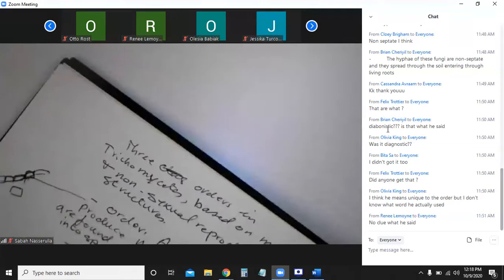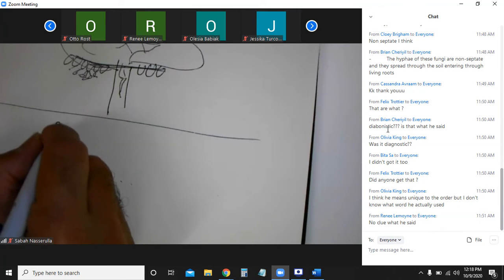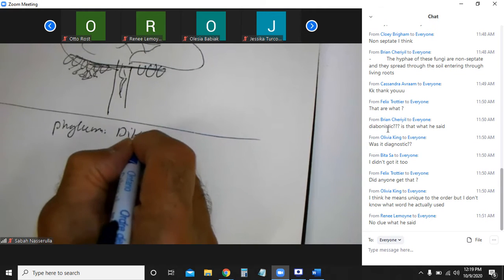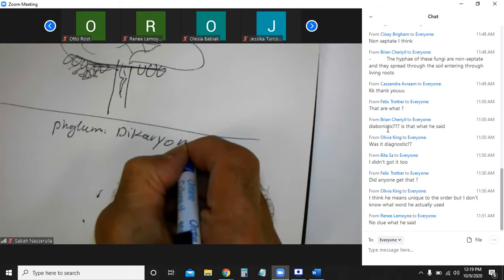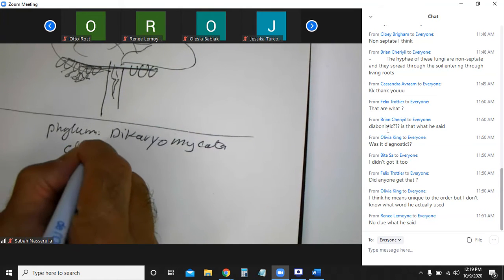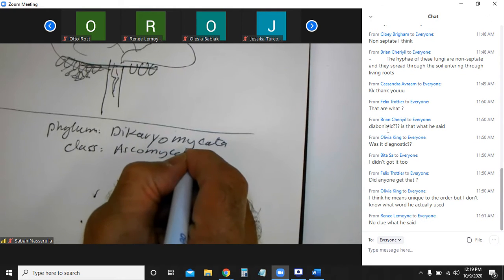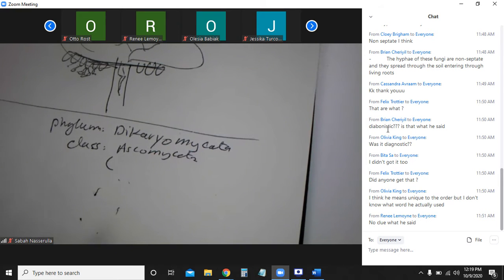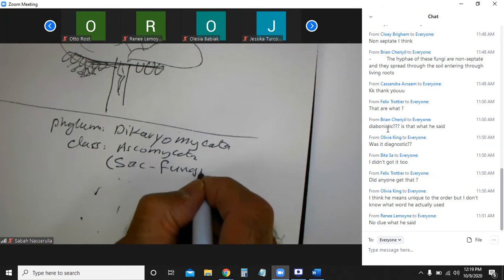So now I'm going to deal first with the ascomycetes, the phylum Dikaryomycota, and here I have the class Ascomycetes. That's what we call them, because the common name for them is sac fungi, because they form that sac. That is the common name for them, the sac fungi.